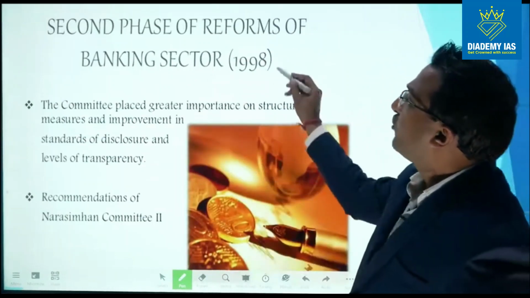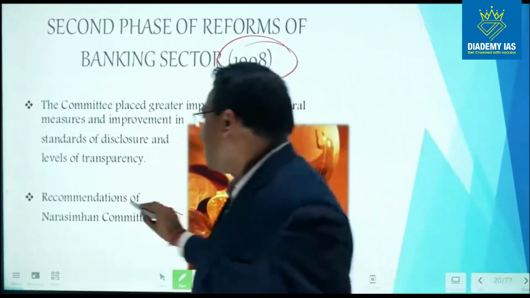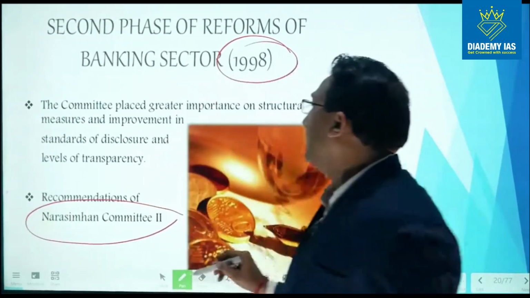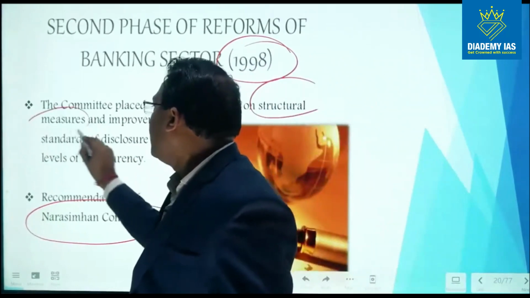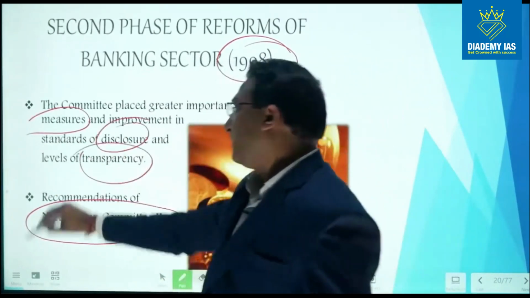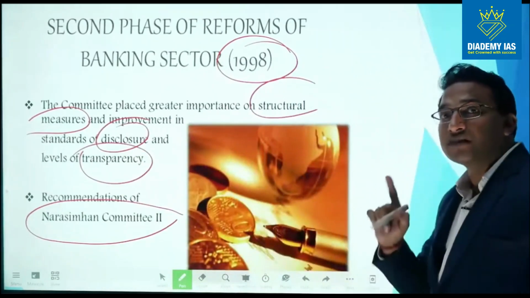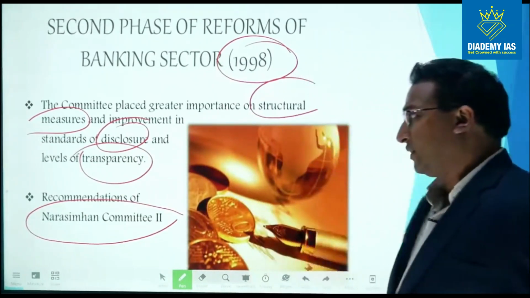Second phase of banking sector reforms in 1998: again the Narasimhan Committee 2 came, and it focused upon structural measures and improvement in the standards of disclosure and the level of transparency, right? So here the focus was upon structural improvements, disclosure and transparency.